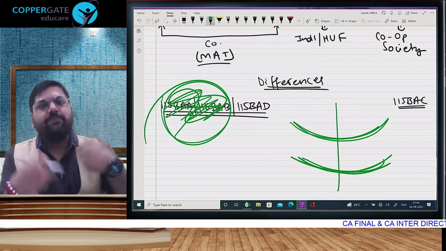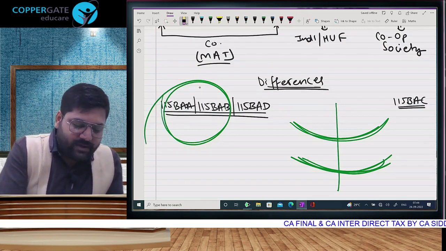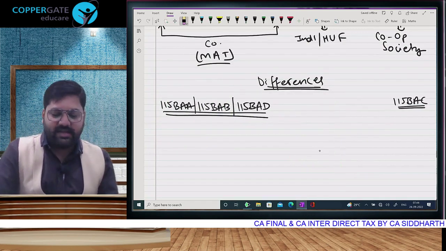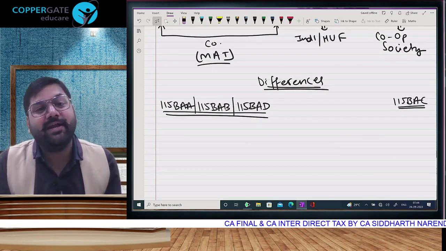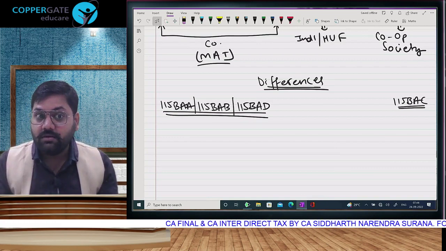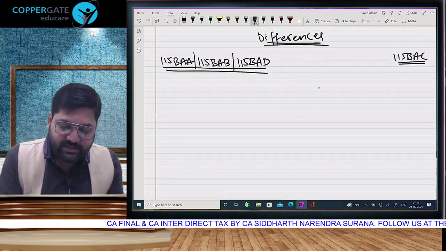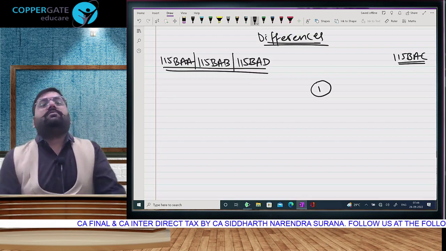So whether you focus on BAA, BAB or you don't focus, it is okay, because anyways we are going to do BAA, BAB later. But these are differences between BAC, BAD also. And BAC, BAD are we studying in this chapter only? So we have to discuss the differences. What are the differences? Difference number 1.